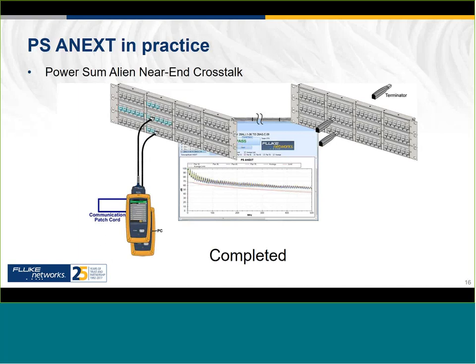Now it's time to move on to power sum Alien attenuation crosstalk ratio at the far end. But remember, the power sum ANEXT has to be done from both ends of the link, N1 and N2. So once you've completed from N1, the tester and the remote swaps to the far end, the terminators swap to the near end, and we repeat the measurement.